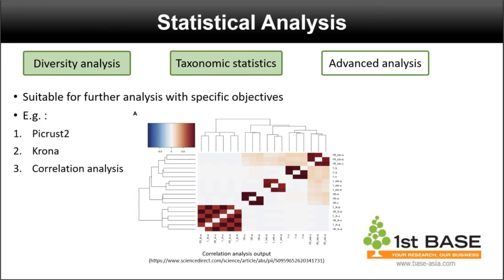Next, you can also do correlation analysis, which is to correlate the characteristics of your samples. If you have any metadata like the pH or the condition of your samples, you can use that metadata to map against the abundance found in your samples.